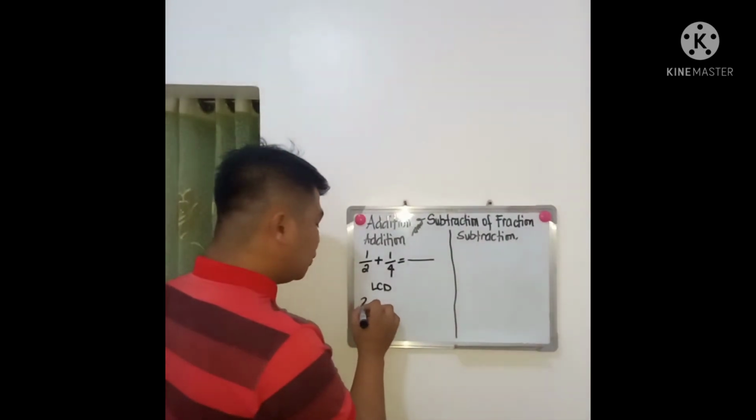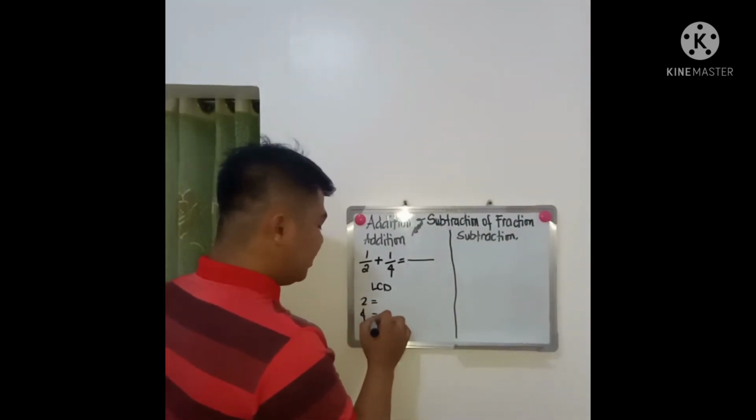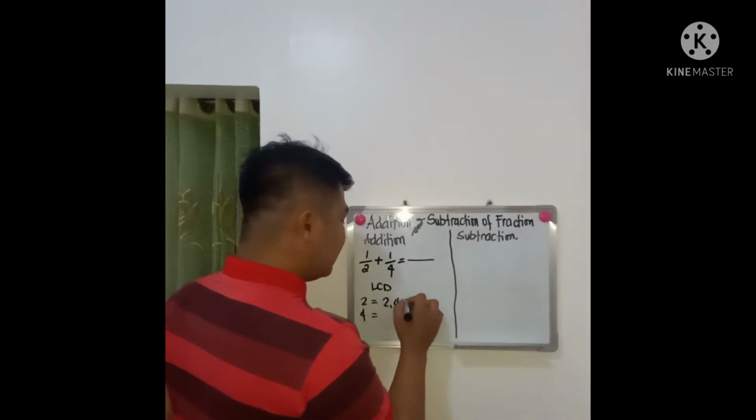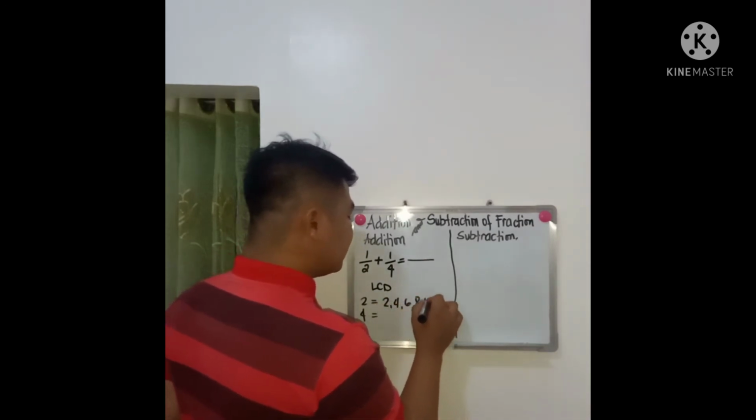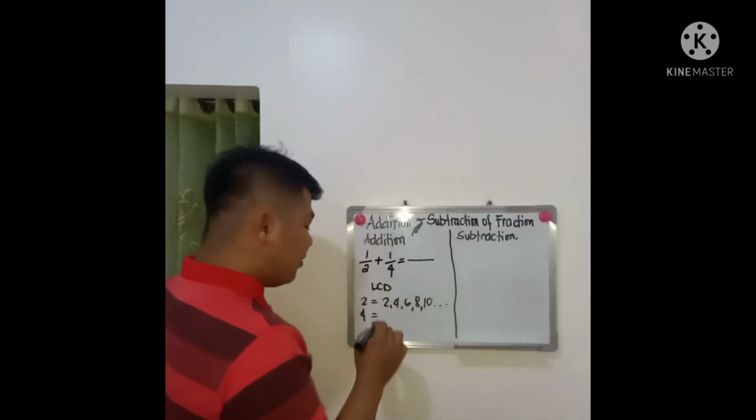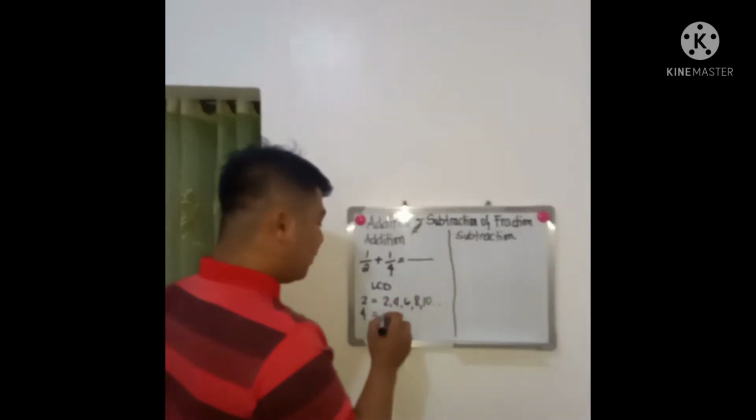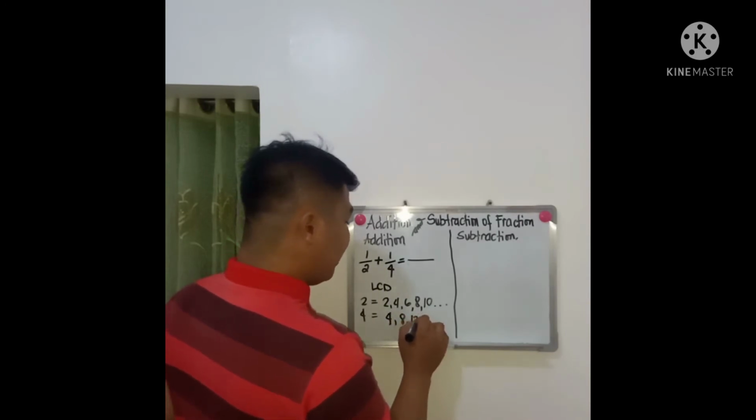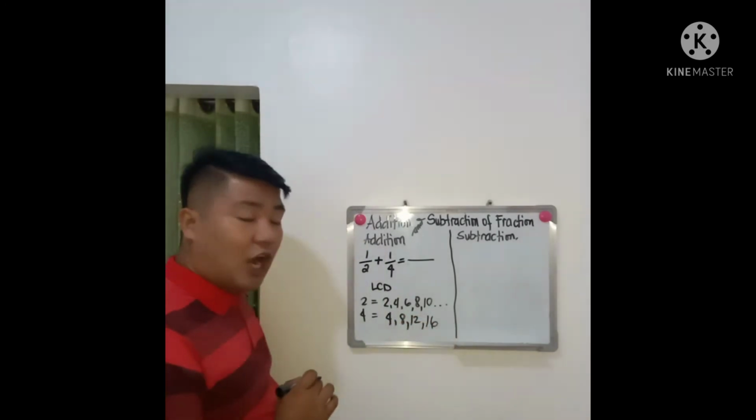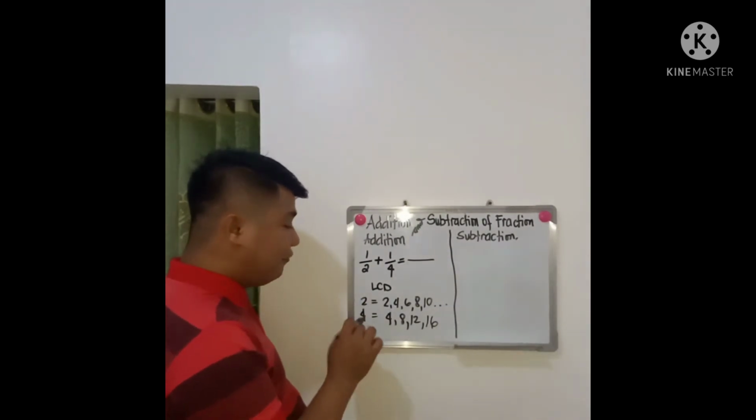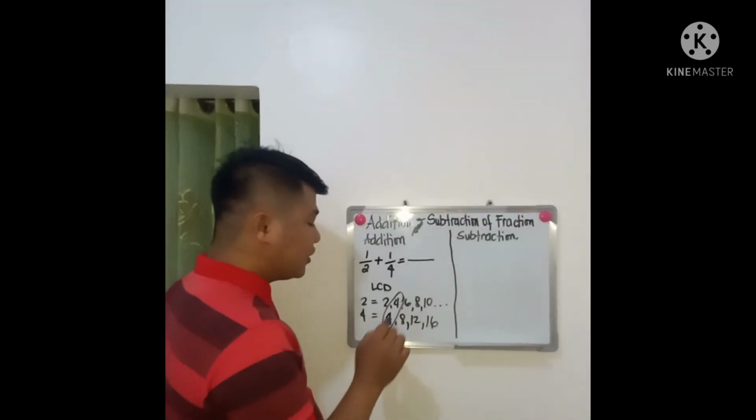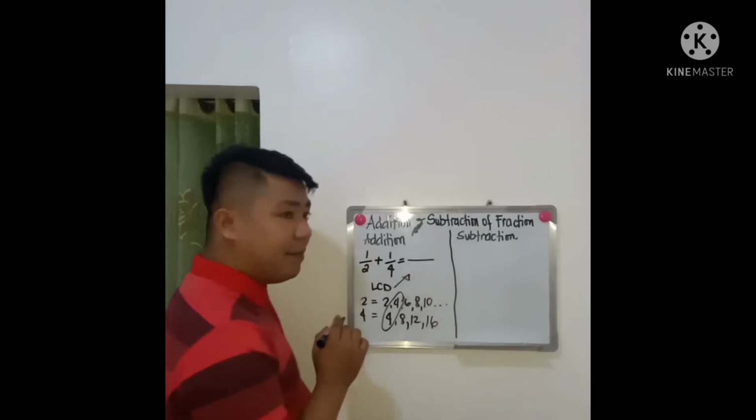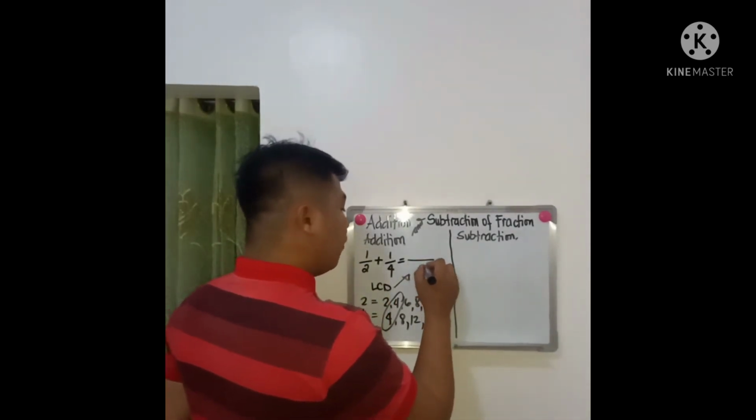So we have here 2 and 4. The multiples of 2 are 2, 4, 6, 8, 10, and so on. Then for the multiples of 4, we have 4, 8, 12, 16. So what is common to both 2 and 4? We have 4. So that is why the least common denominator is 4.